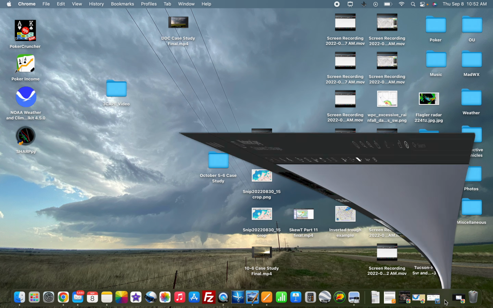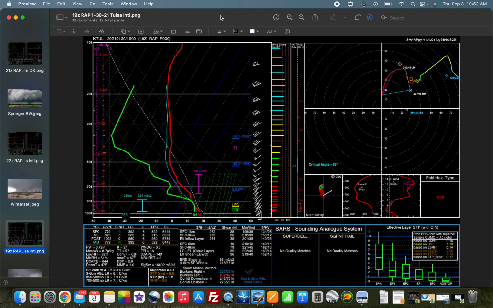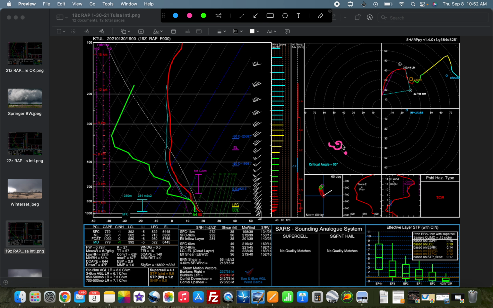Another case here, typically where this 3 CAPE rule works really well is in your cold core setups. And what we mean by cold core is when you have a 500 millibar trough, kind of a 500 millibar closed low here, and you have your surface low tucked up underneath that 500 millibar low. So you have very cold air aloft, and that usually helps increase the low-level instability quite a lot in these cold core setups.